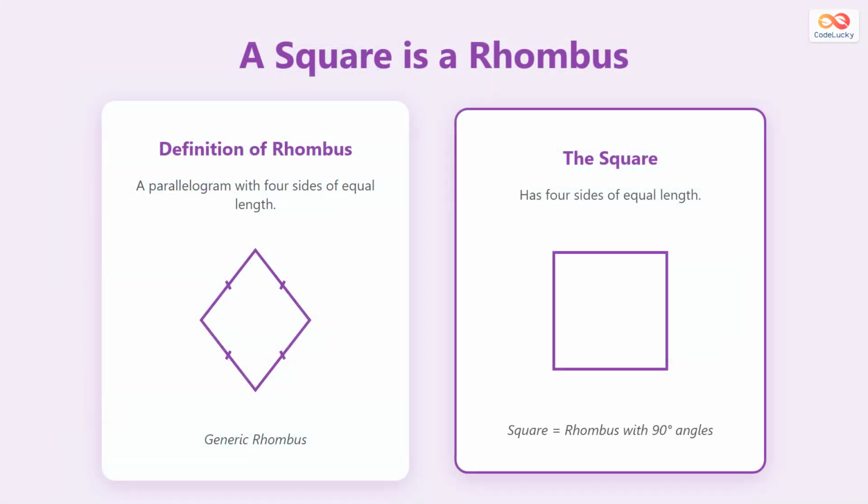Similarly, a square is also a rhombus. A rhombus is defined as a parallelogram with 4 equal sides. Since a square has 4 equal sides, it fits this definition too. You can think of a square as a rhombus that has been straightened up to have right angles.